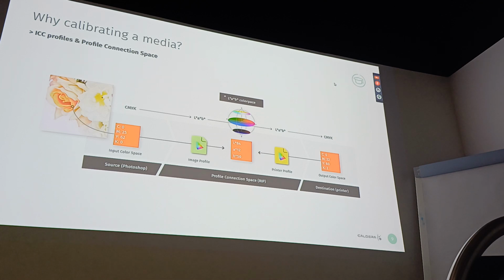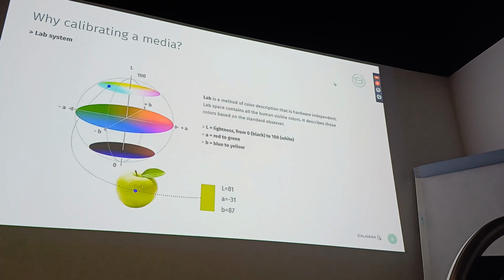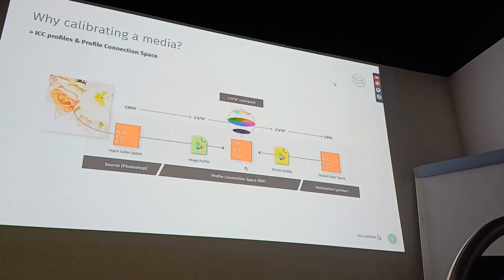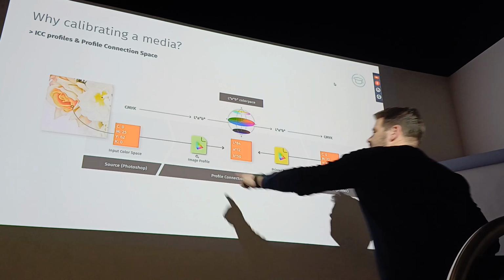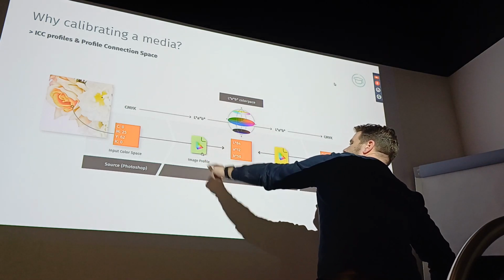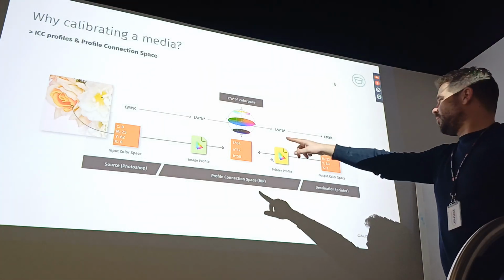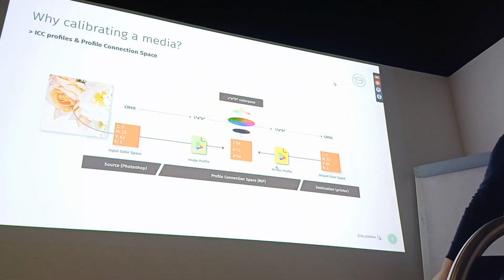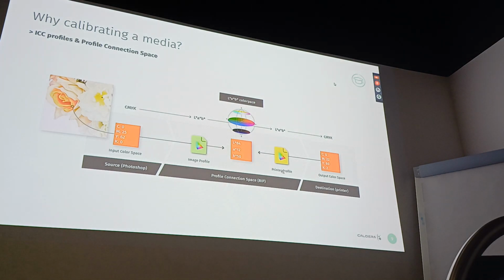So we can see that in the middle we have what we call the profile connection space, which is based on the LAB color system, obviously. So it will be very easy for the rig software to translate incoming LAB values, which are in the incoming ICC file, to output LAB values, which have been computed from the output ICC profile.